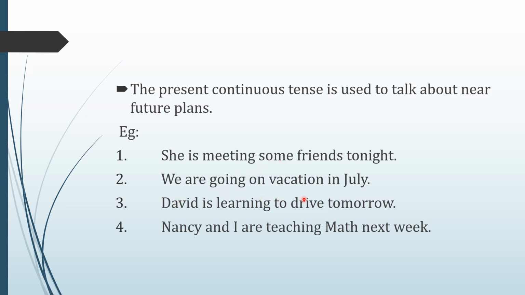We are going on vacation in July. Not now, but in the month of July, they are going on vacation. David is learning to drive tomorrow. Tomorrow means in the morning or in the future time. So he is learning to drive, not now. The subject is not doing the action right now. Nancy and I are teaching math next week. So these two are going to teach math next week.